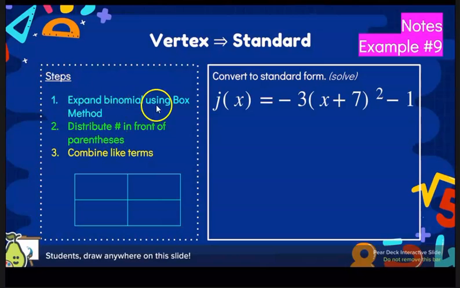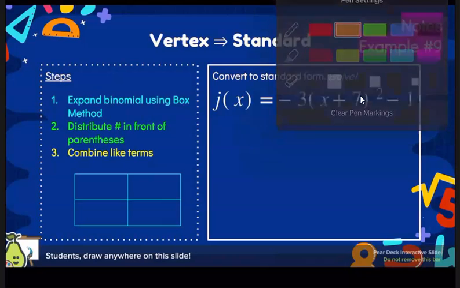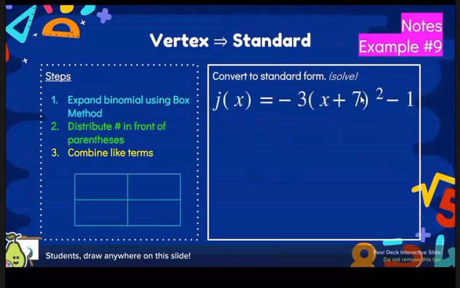We're going to expand our binomial using the box method, distribute the number in front of the parentheses, and then combine like terms. So here's a function I want to change into standard form. Right now it is in vertex form. So generally, what I want to do is first expand out this binomial.